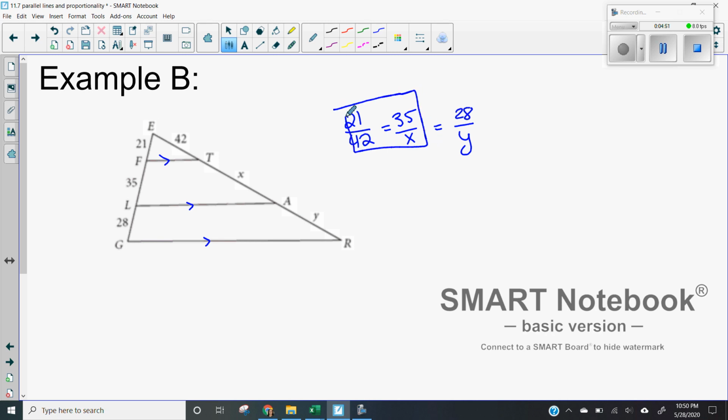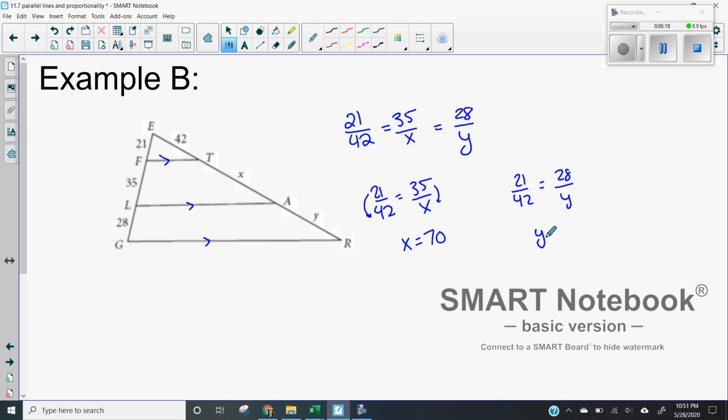So maybe I want to use just these two to start and solve for x. Actually, if you notice here, do you notice this? 21 over 42, that's 1/2. So 35 over x, that's also 1/2. X would have to be 70. I don't know if you notice those things as you're kind of going through solving for them. Similarly here, and so now I would use 21 over 42 with 28 over y, and I'd have to double y to keep that same ratio, so y is 56. Okay, you can also still go along the sides of the triangle, so I could do 21 over 35 equals 42 over x. That same rule applies there.